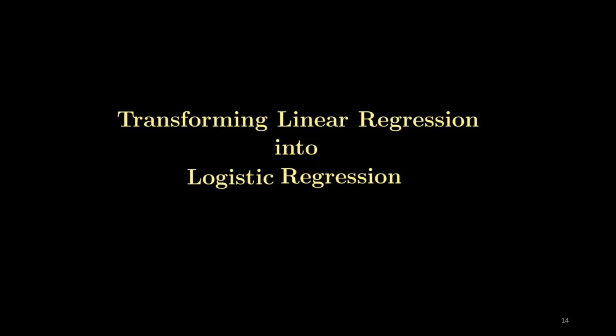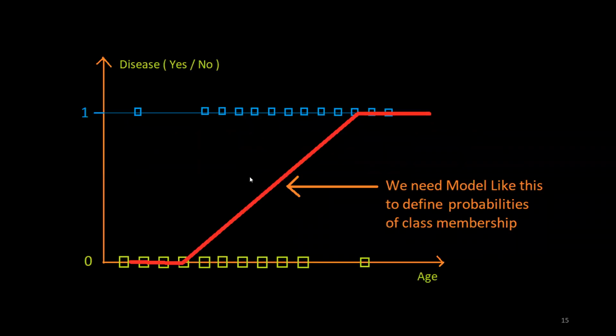So in the previous lecture, we learned that we cannot use a linear regression model to perform probabilistic classification. Therefore, we need to transform the linear regression model into the logistic regression model. We also observed in the previous lecture that we need a model like this. Linear regression cannot provide us this kind of model. So how do we get this kind of model, in order to transform linear regression into it?